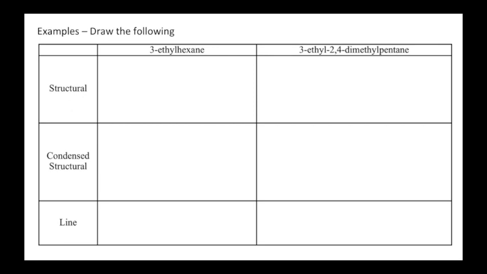Great. Okay, well, now we're at the bottom of the page, and you're about ready to do your assignment. This is a quick little assignment, a pre-assignment before the big assignment. I want you to draw 3-ethylhexane, doing a structural diagram, a condensed structural diagram, and a line diagram. Alright, so I want you to draw those 3. Okay? Then after you've done those, try this one.